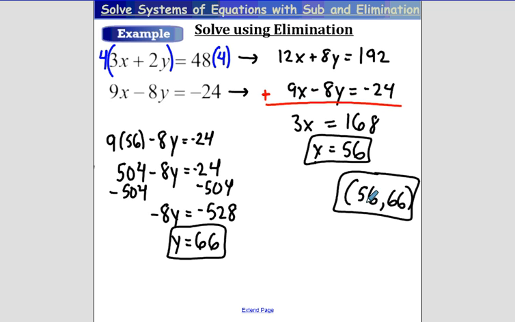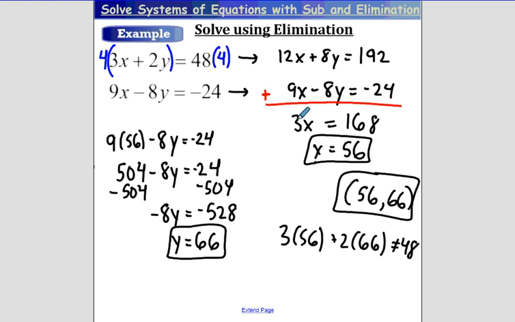I can tell because if I put 56 in for x in the top equation, 3 times 56 plus 2 times 66, that is not going to equal 48. So I'm trying to find where the error is. If you multiply the top by 4, that'll make 12x, 8y, and 48 times 4 is 192. The bottom equation is the same. Add the two equations. That looks right.